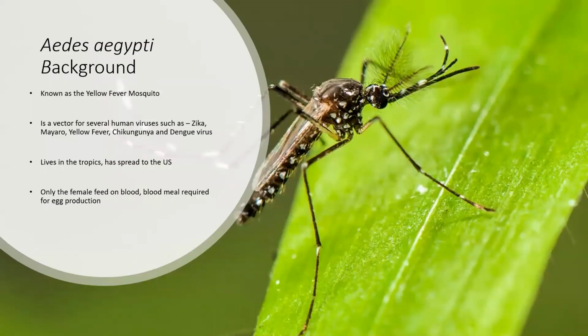And then now we'll go into more specifically Aedes aegypti and the virus that it can vector. So for example, it can vector Zika, Mayaro, yellow fever, chikungunya, and then we'll discuss further dengue virus. So Aedes aegypti lives in tropical and subtropical regions, and it has spread to the US. The other Aedes mosquito, not popular, but well established in the States, is the Aedes albopictus. Now that one is hardier, and it can withstand colder conditions than Aedes aegypti. So only the females feed on blood, and the blood meal is required for egg production.